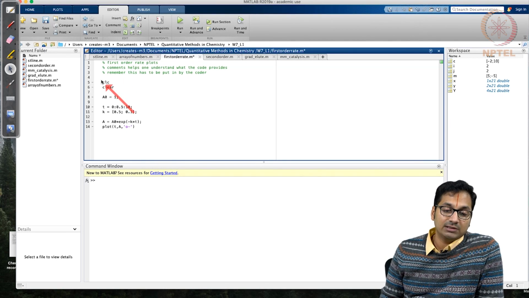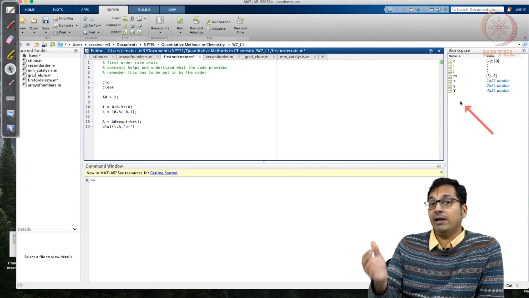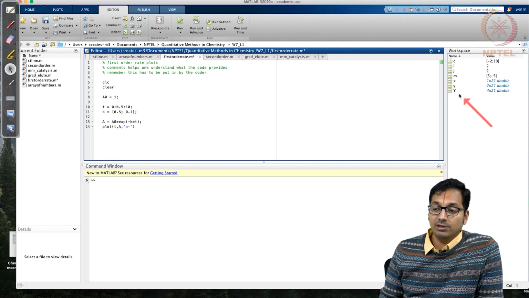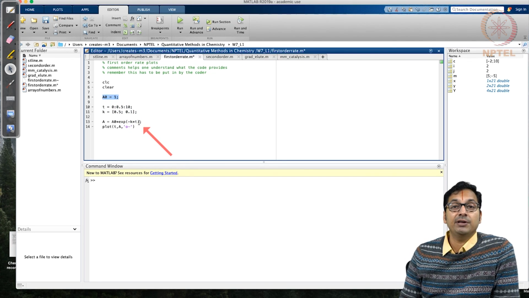As always, you start with clearing the screen and clearing any variables that might exist. Remember, you might have defined some of the variables earlier which you do not want or which might interfere with your simulation. So, it is always a better idea to clear them before starting. Now that we have cleared the screen and the variables, let us set the initial concentration of the chemical to 1 unit.